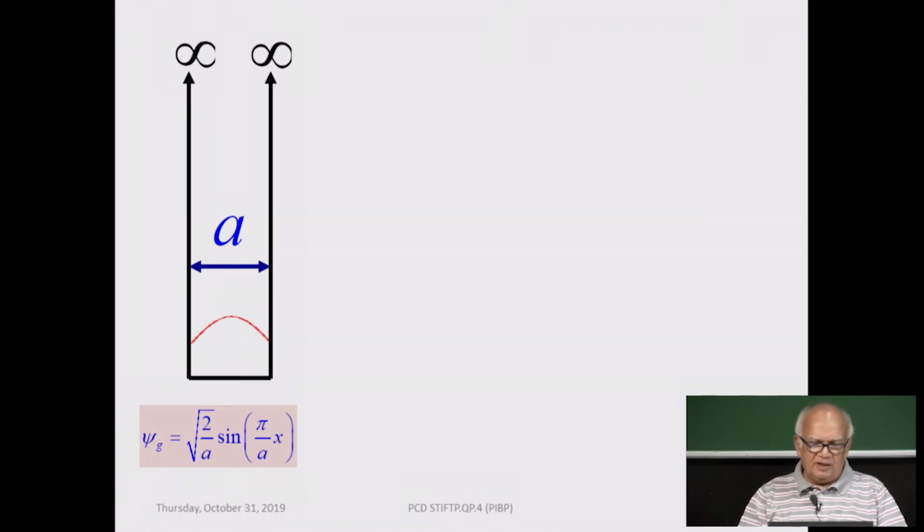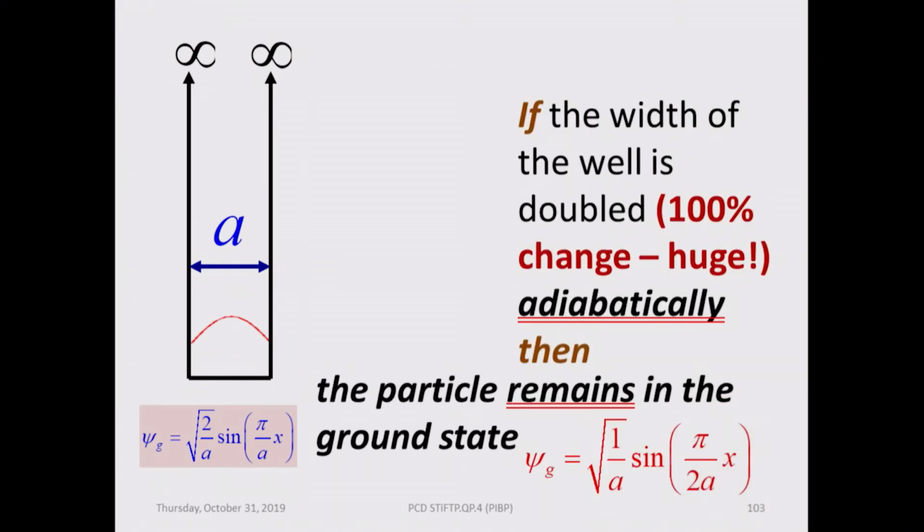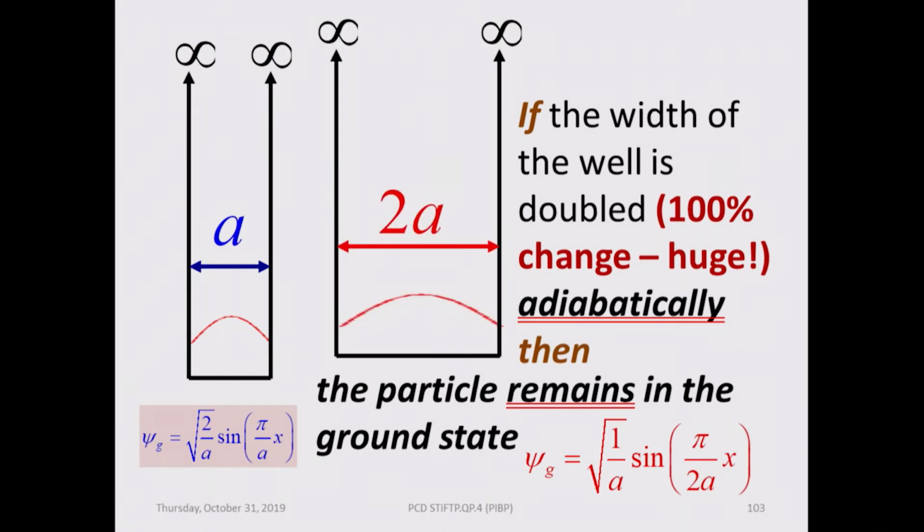So, let us consider a particular change. Let us look for a big change, but effected very gently. We will look for a change which will double the width of the potential. Now, doubling the width of the potential is a huge change. It is a 100% change, right? But we have done it gently, and if you do it gently enough, then if the particle in the original well was in the ground state, it will continue to remain in the ground state.